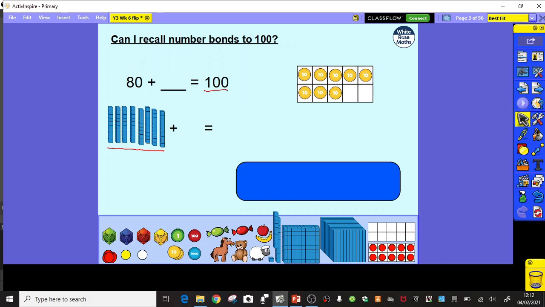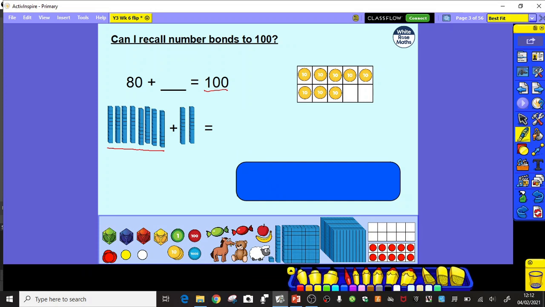Well, if we start at 80 and we count up, 90, 100. So how many have we added? That's right, we've added 20 more. So 80 plus 20 is 100.